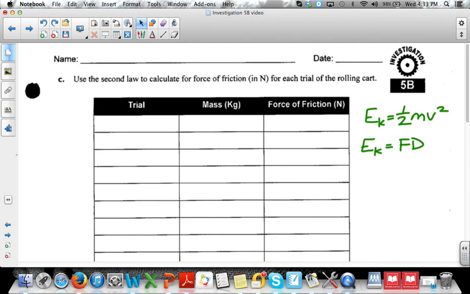Okay, they really should have had another column here for kinetic energy so that you can fit it all in there.